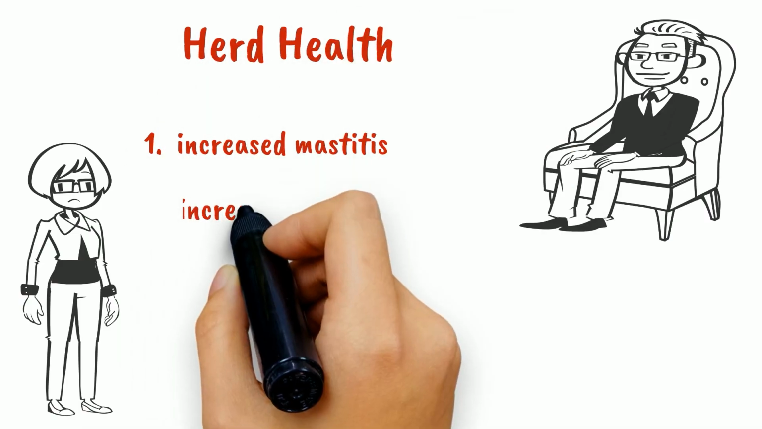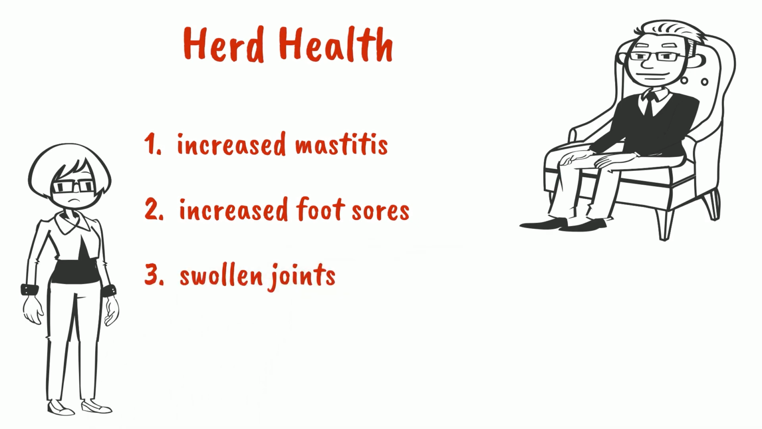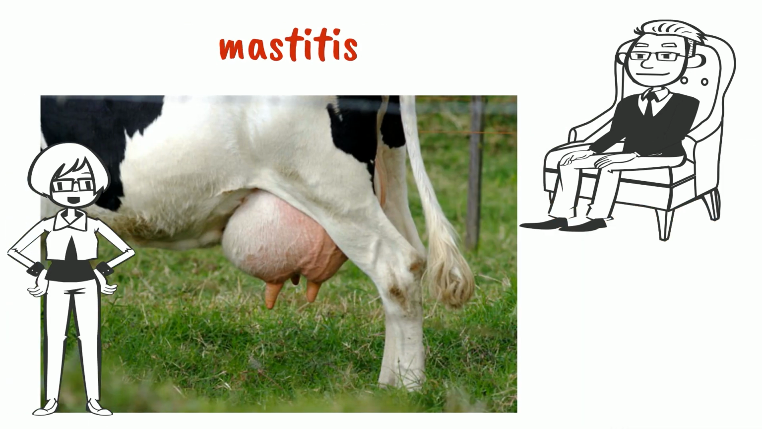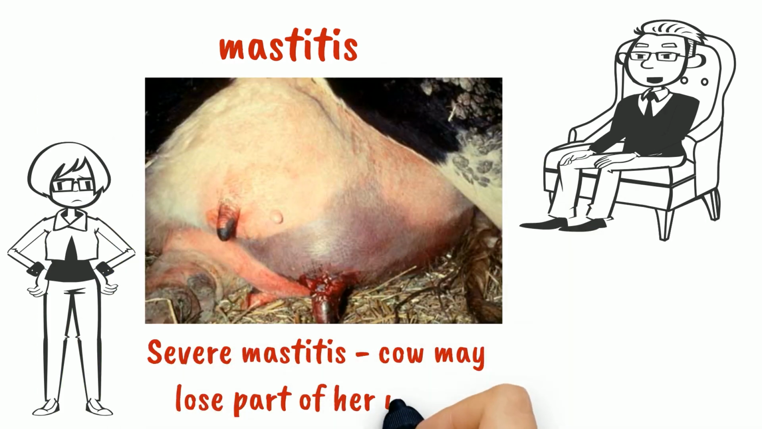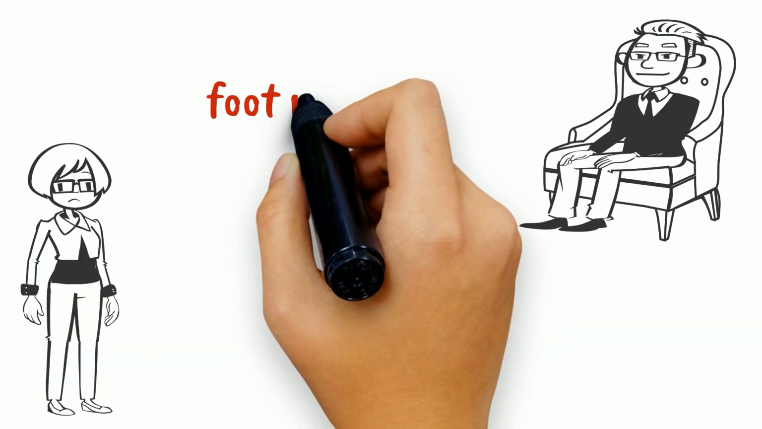This takes us to herd health. I expect a cow with mastitis is given antibiotics to fight the infection, and the milk can't be used until the cow recovers. That's correct. If the infection becomes severe, she may lose part of her udder.